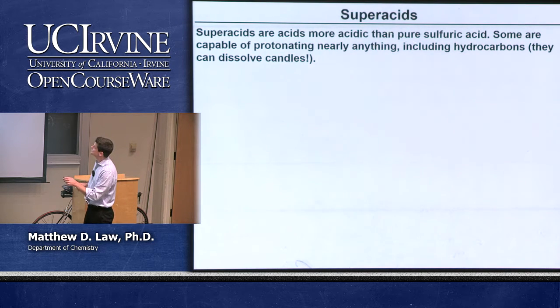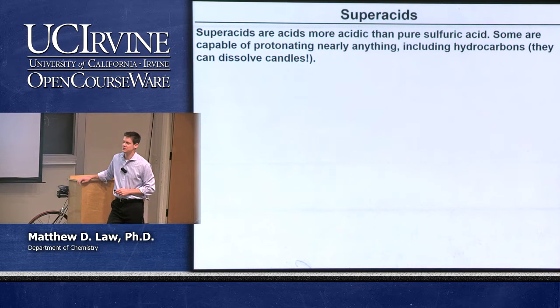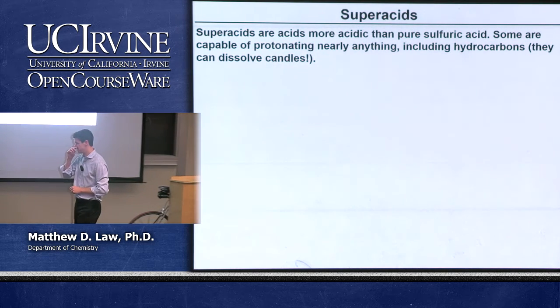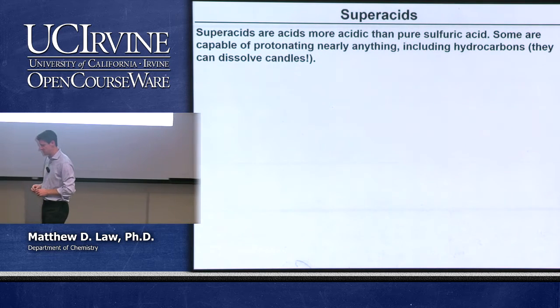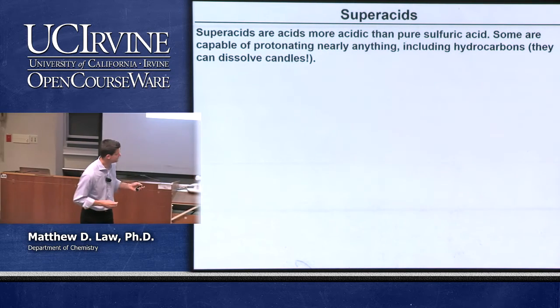Some of these acids, these superacids, are capable of protonating nearly anything, including things like hydrocarbons. And so some of the acids that have been generated and are classified as superacids can even dissolve wax, so they can dissolve candles by protonating the hydrocarbons. Okay? The acid that can do this was called magic acid, in part because of its ability to dissolve things that were thought to be undissolvable by acids.